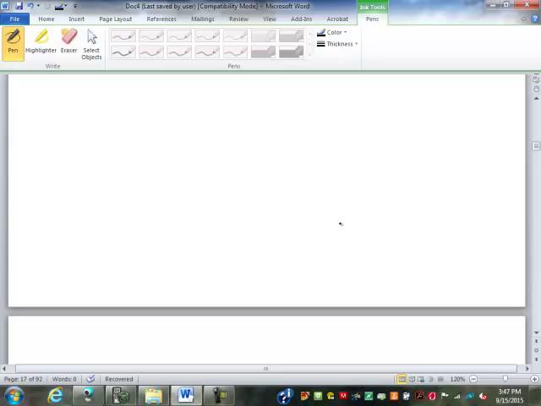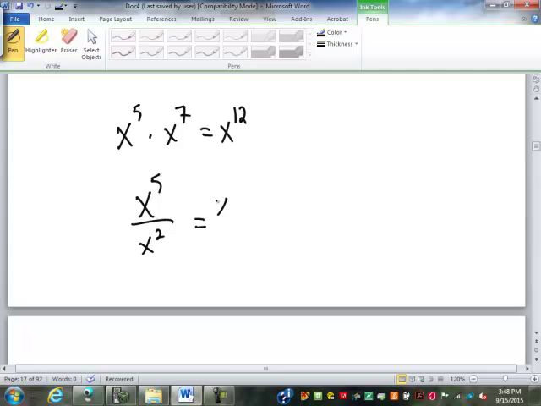Now in the example we just did, we dealt with powers where we had x to the 5th times x to the 7th, and we get x to the 12th. We mentioned briefly in the last couple of classes something like this. X to the 5th divided by x to the 2nd. What would we get? It is going to be x to the 3rd. It's that same concept we just talked about with our fractions.